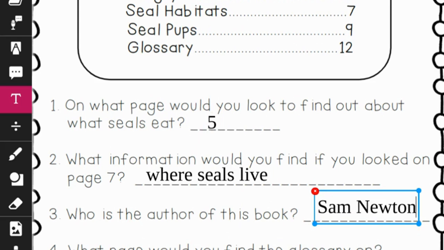Number 4 asks, what page would you find the glossary on? If I look at the glossary in the table of contents, I can see that it starts on page 12. And lastly, what is the glossary used for? Remember I mentioned that the glossary is used to define scientific or tricky words in the book?